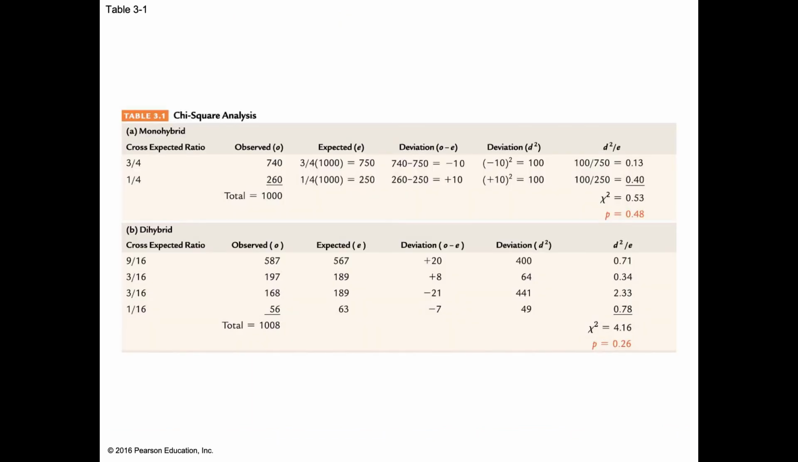So let's say we are doing a monohybrid cross. So that'll be on the top. In our hypothetical example, we are crossing two heterozygotes. So our expected ratio of phenotypes is that classic 3-to-1 ratio. Okay.